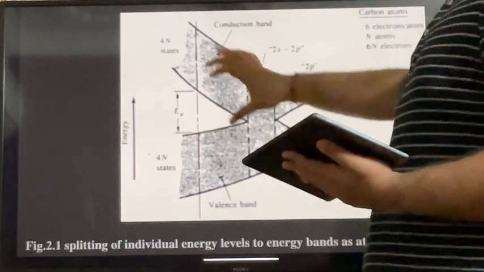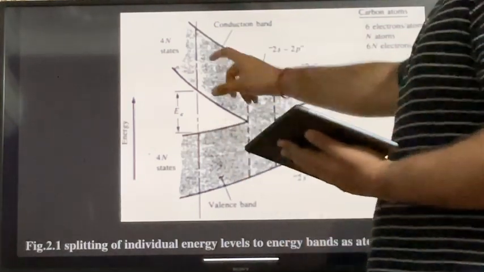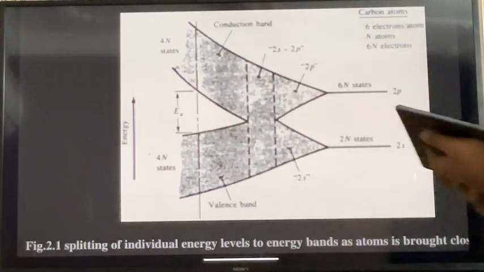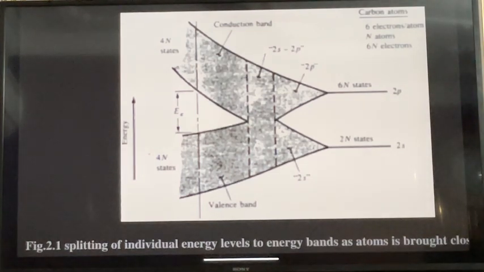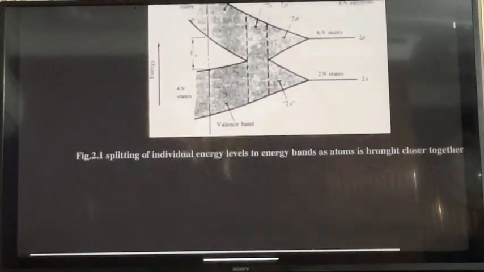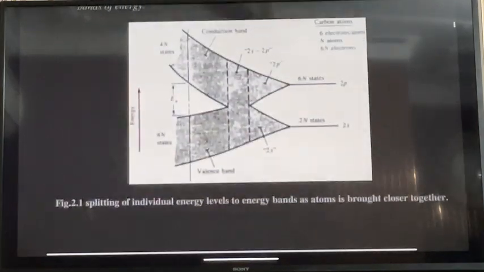However, these two bands are completely separate and they have a very specific band gap between them, which we will talk about soon. This is how we can treat atoms coming closer and falling into a specific interatomic arrangement to form a solid. Similar diagrams can be obtained for silicon as well.